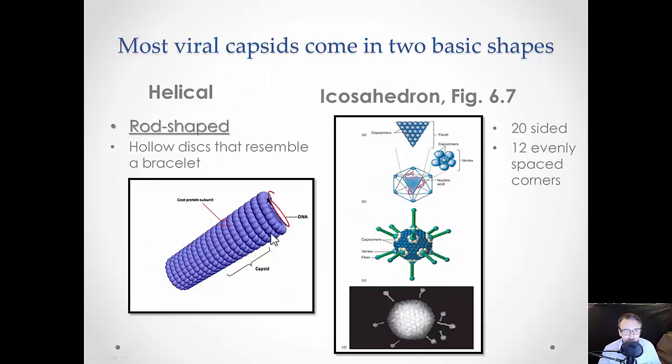Okay, so helical rod shaped, they form bracelet-like discs or barrel-shaped capsids, and then an icosahedron, which is defined as having 20 sides and 12 evenly spaced corners. And that's one of the probably hundreds of weird random geometrical shapes that you'll never hear again in your entire life. So you just have to remember that one for this class.